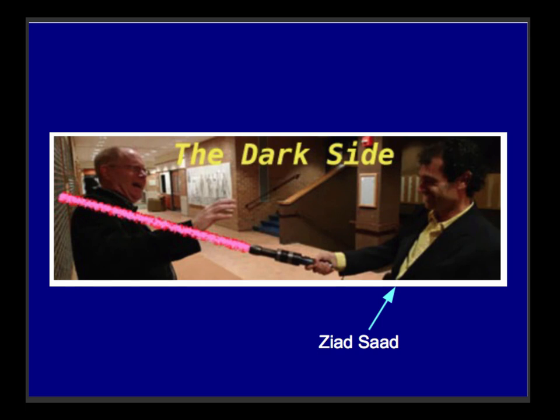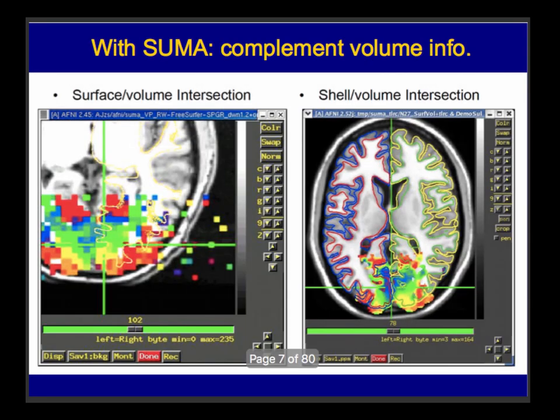You've met Bob, who is the young Jedi Knight on the left. The person on the right is Ziad Saad, who is actually the person who programmed much of SUMA. This slide was made a long time ago, but it's a little bit ironic because Ziad now works for a pharma company. So depending on your view, you may view that as the dark side. But he did pretty much all the groundwork for that.